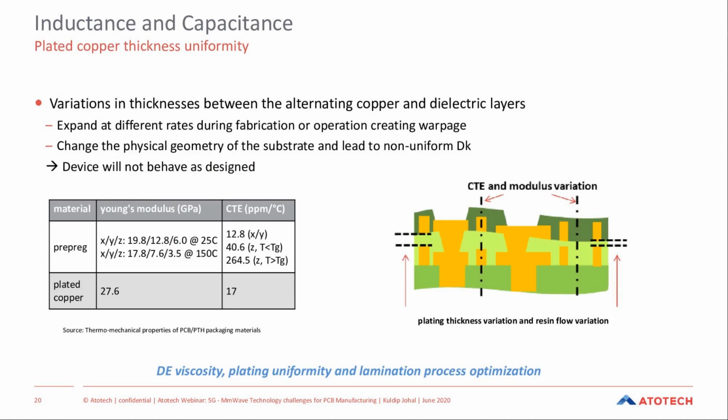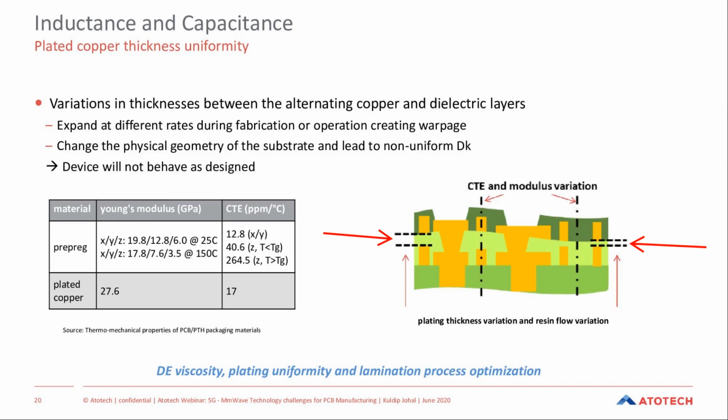This next slide really shows, as I mentioned before, that there are many factors affecting inductance and capacitance, such as the thickness between the alternating copper and dielectric layers, such as the lamination, solder mask thickness, and trace height. As you can see, another key factor that brings in this variation is the CTE differences between the prepreg and the plated copper. What's key here is that the dielectric differences between here and here are going to influence the overall performance of the circuit.